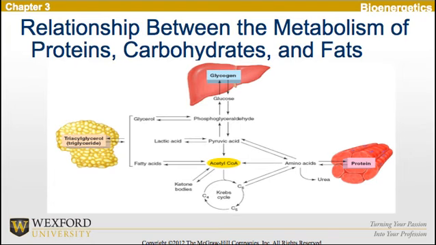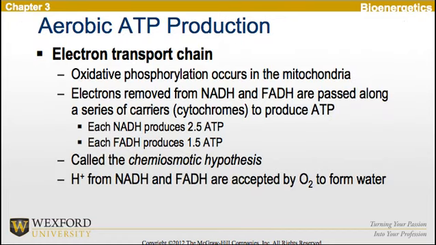Please see the diagram below to look at the relationship between the metabolism of the proteins, carbohydrates, and fats, which we have discussed in the Krebs cycle. Now looking a little bit more at the aerobic ATP production, this actually takes place in the electron transport chain. Oxidative phosphorylation occurs in the mitochondria.